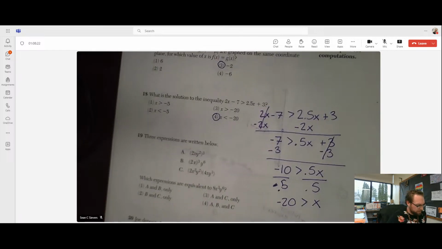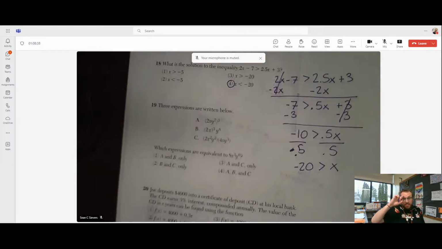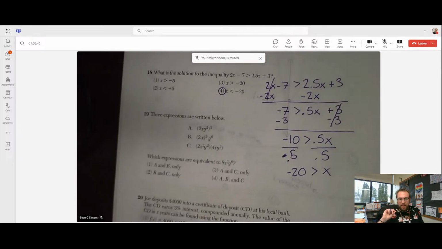Okay. So these three expressions are written below. We have A, B, and C. Which expressions are equivalent to 8x cubed times y to the 6th? So this question has everything to do with exponent rules.